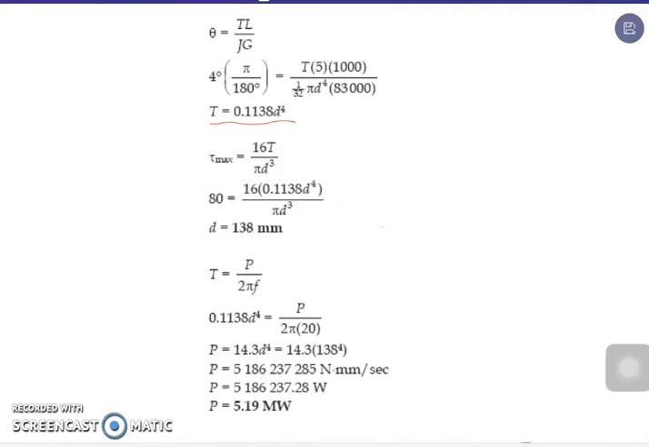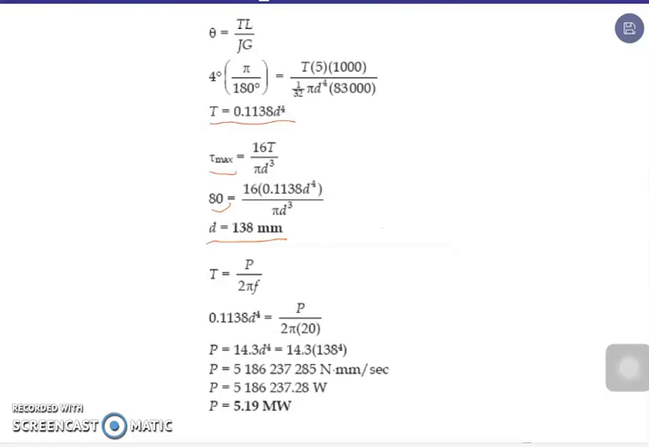To compute for the diameter, we make use of the torsional shearing stress formula for the maximum, which is 16T over pi d cubed. We substitute the maximum shearing stress of the solid steel shaft, which is 80, equal to 16 times T, which is 0.1138 d to the fourth, over pi d cubed. Once we simplify this, our d is 138 mm.